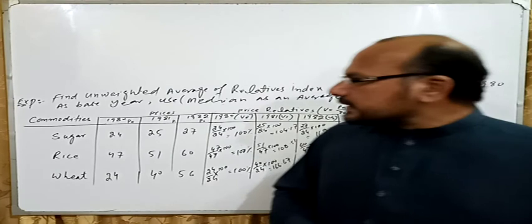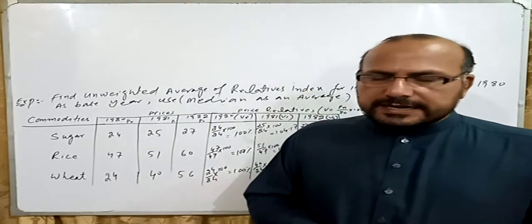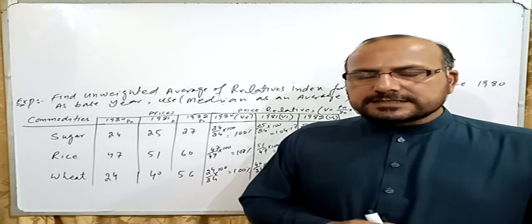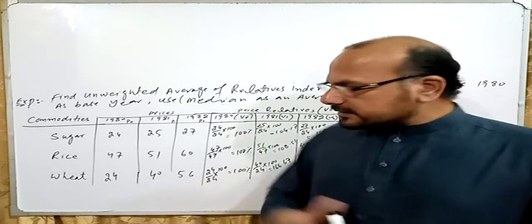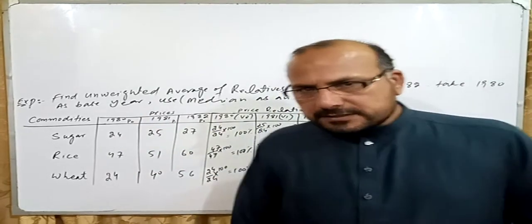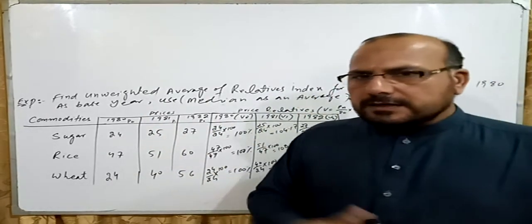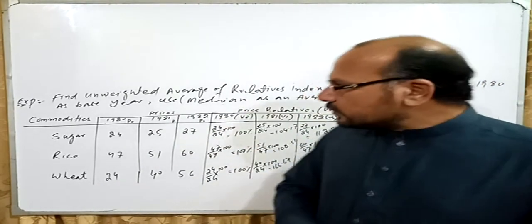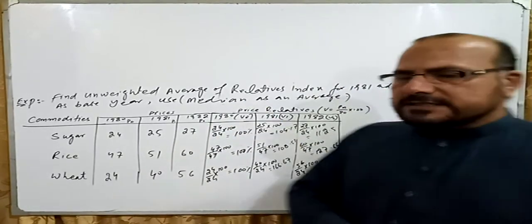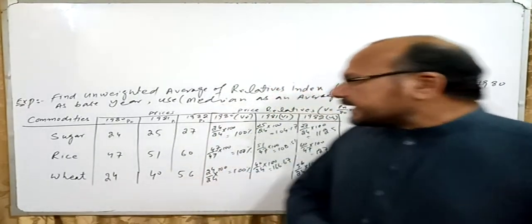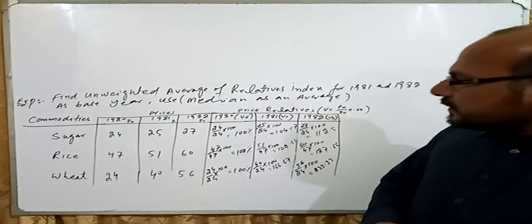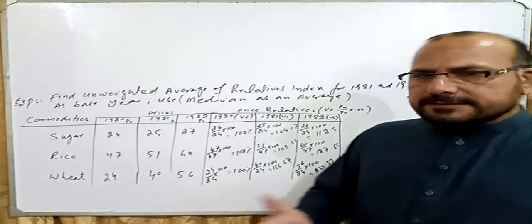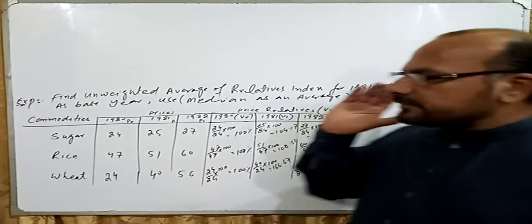So we were discussing the unweighted average of relatives index, and we discussed in the previous class how to find the unweighted average of relatives index by using arithmetic mean as an average. Now by taking the same examples we can calculate the unweighted average of relatives index if we use median as an average. The median formula is very simple: the size of (n plus 1) divided by 2th item, if we arrange the items.